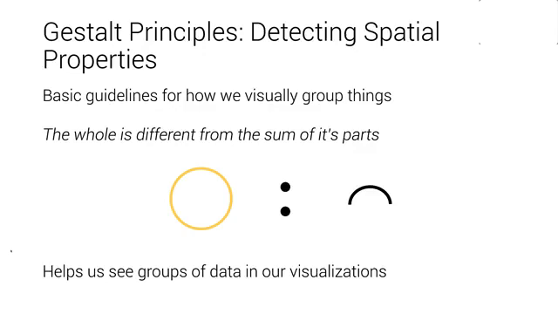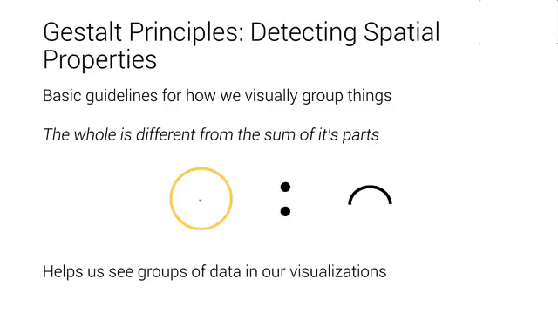Another aspect of our early visual system is the tendency to group objects or to detect groups of objects. This all relates to the idea of Gestalt principles. The basic guideline for Gestalts is that these give us coarse-grained heuristics for how we group things. And the core idea, again, is that the whole is different from the sum of its parts.